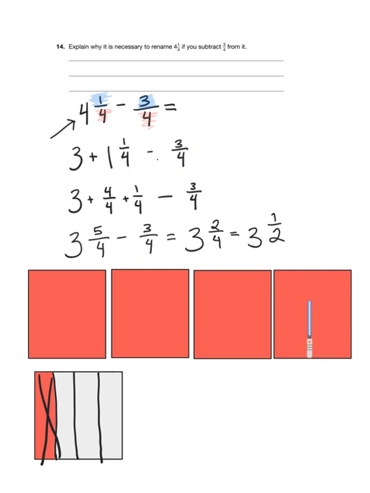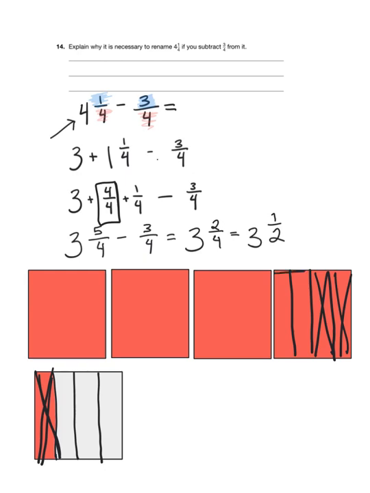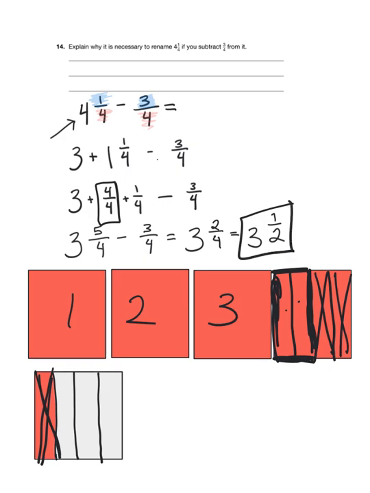I'm going to rename this 1 hole as 4/4, which I showed you here. And then I'm going to continue crossing out. So I've got 1/4 to cross out, 2/4, and 3/4. That leaves me with 2/4 and 1, 2, 3 holes, or 3 1/2. So your job is to explain in a sentence why we had to go through that renaming process in order to subtract and get the correct answer.